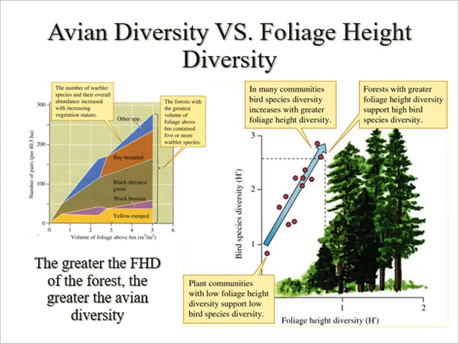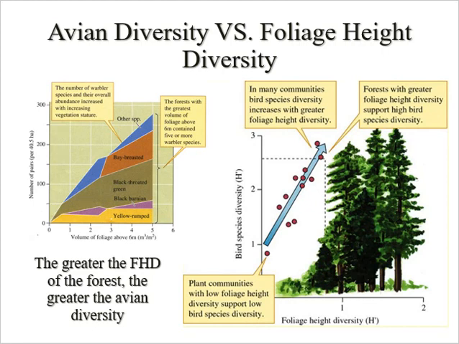Now, the foliage height diversity that he calculated, like species diversity, increased with richness, right? So it increased with the increasing number of vegetative layers, and it also increased with evenness. So in this case with the foliage, how evenly dispersed or distributed vegetative biomass was amongst those layers.